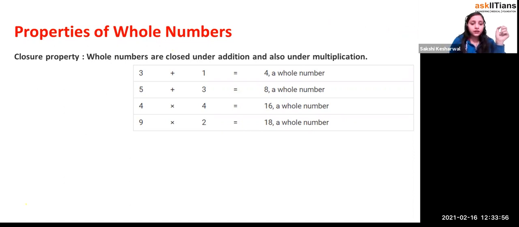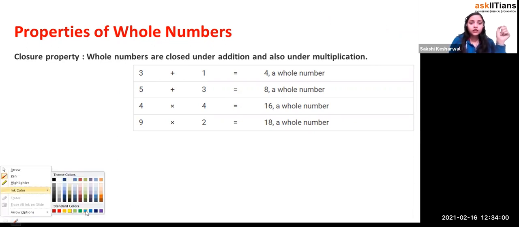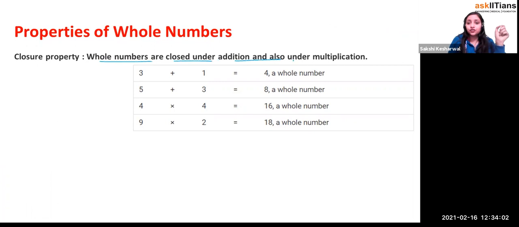The closure property means, well, let me change color, it's very light. The whole numbers are closed under addition and multiplication. Now you might be thinking what it is, right? What this means is, if you take one whole number and another whole number, take two whole numbers in your hand and just add them, the answer is again a whole number, or not? If you take one whole number and the other whole number and multiply, the answer is again a whole number, or not, right?